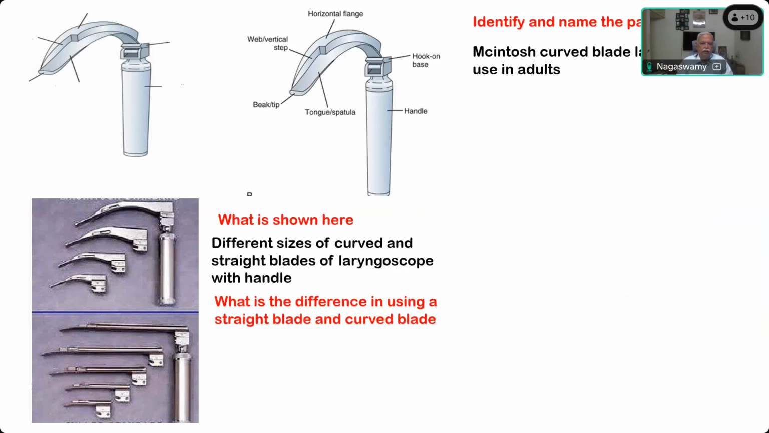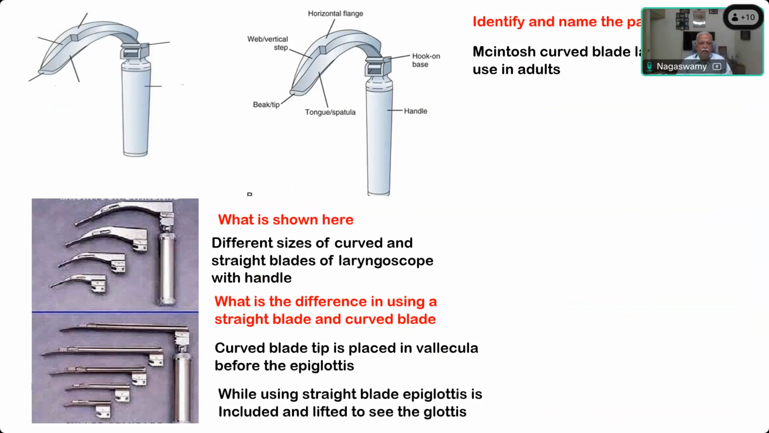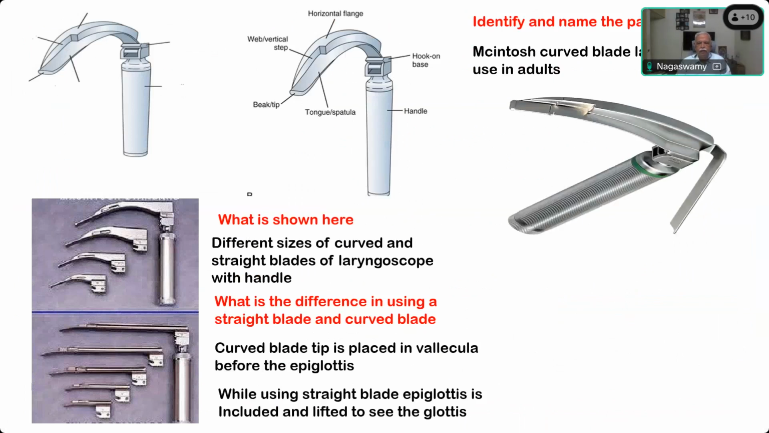What is the difference in using a straight blade and a curved blade? A straight blade will include the epiglottis while lifting, sir. Very good. Curved blade: we have to keep the tip of the blade in the vallecula and lift. Excellent. The curved blade tip is placed in the vallecula before the epiglottis. While using a straight blade, the epiglottis is included and lifted to see the glottis. And where do you use the straight blade? In children, sir. Infants and neonates, where the epiglottis is floppy and omega shaped. So there you can use it for children.